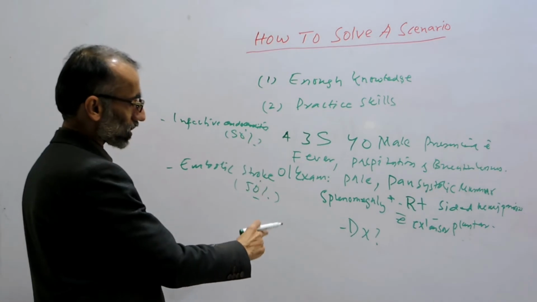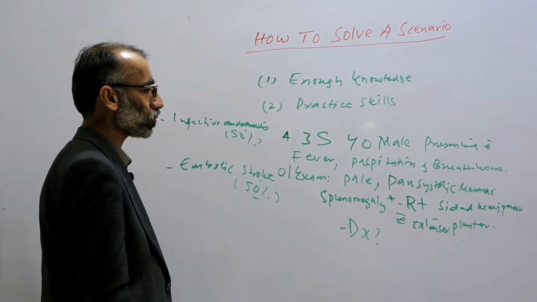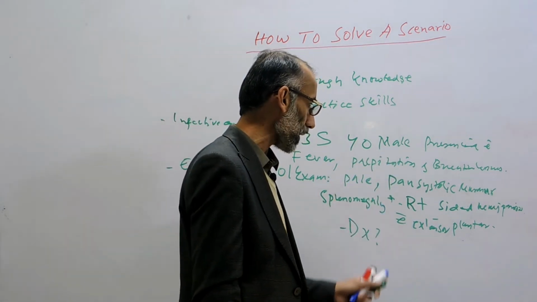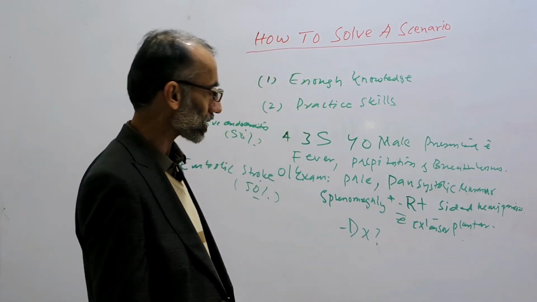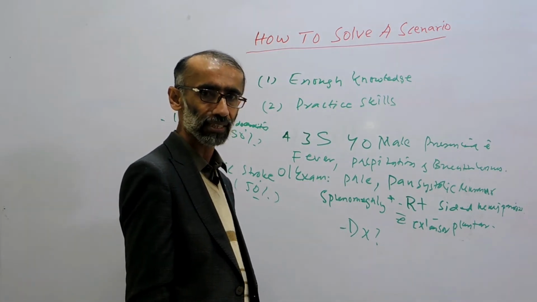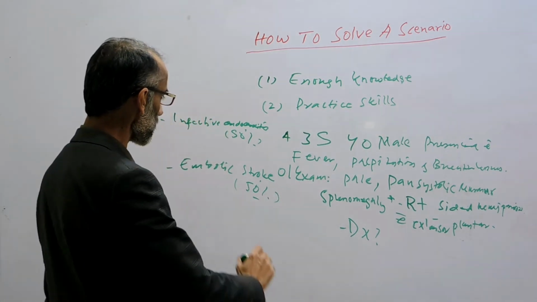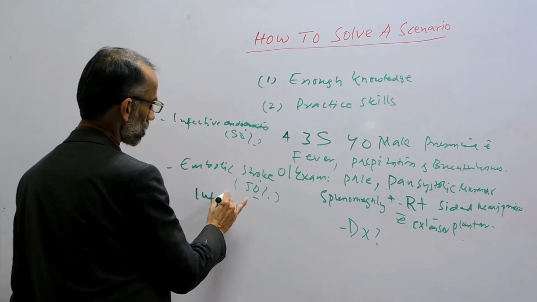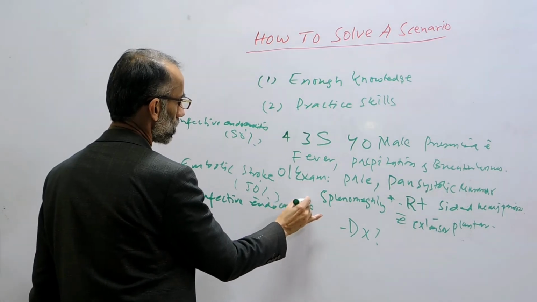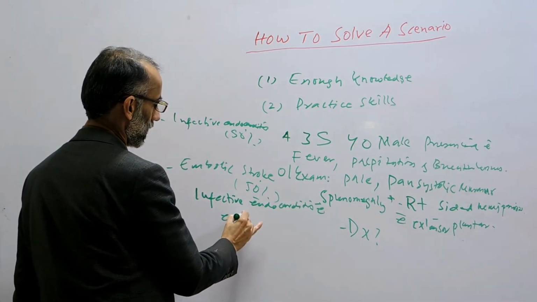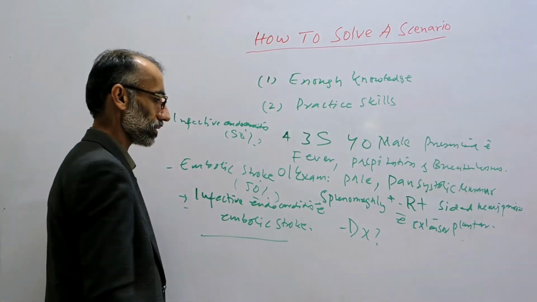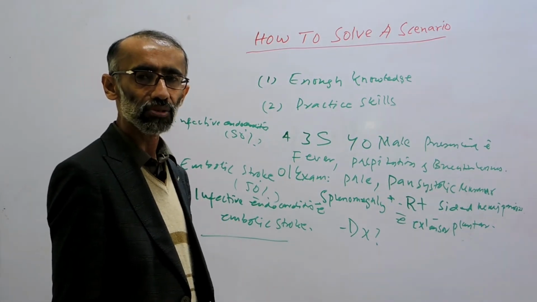The accurate diagnosis in the case of this scenario, who presented with fever, palpitation, breathlessness, on examination is pale, having a soft, faint systolic murmur at the apex, splenomegaly and right-sided hemiparesis with extensor plantar, is infective endocarditis with embolic stroke. This will be the accurate diagnosis.